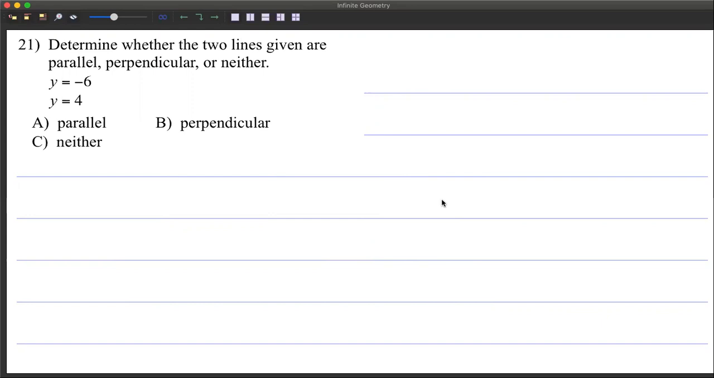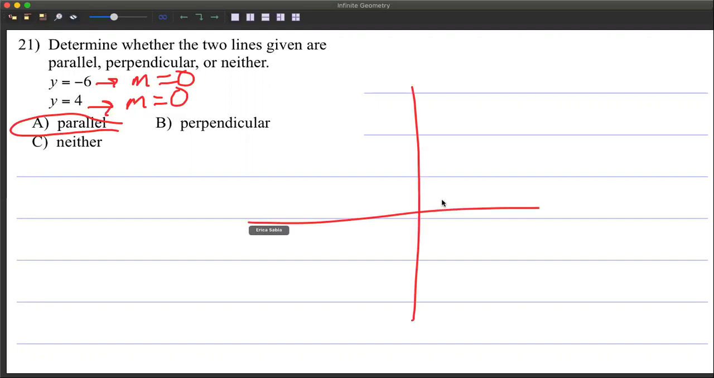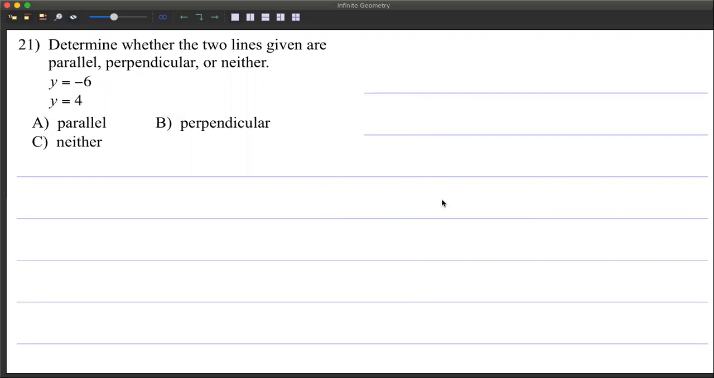Yeah, these are going to be parallel. They're both y equals, so their slope is both 0. You have a slope of 0. You have a slope of 0. If they both have the exact same slope, you guys know it's parallel. If you were to graph it, this is just 2 horizontal lines. That's all. And yeah, 2 horizontal lines are definitely going to be parallel to each other.